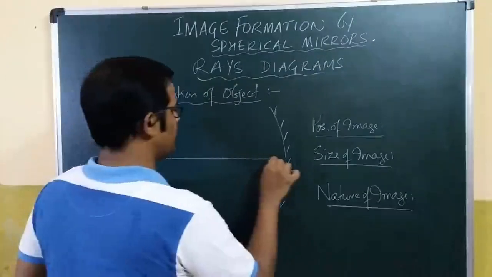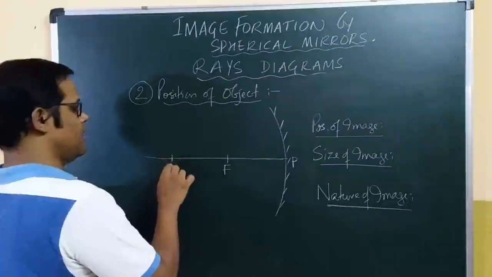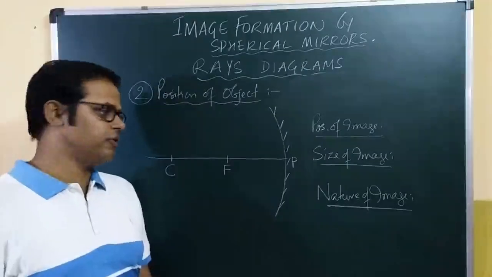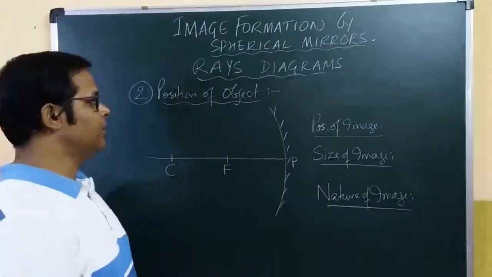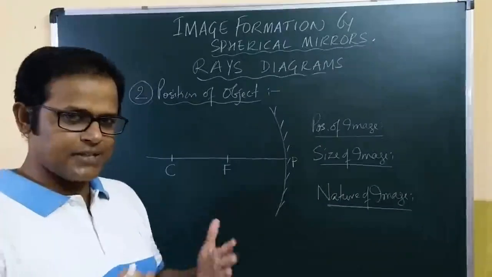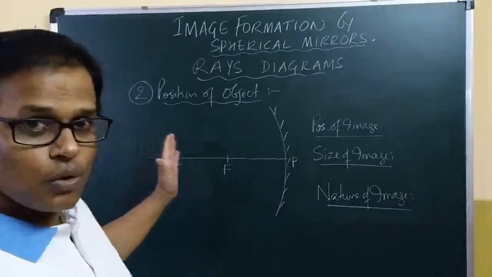Draw your principal axis. Draw the focus. And mark your center of curvature. I think now it's very familiar to all of you. I need not show it once again. Position of the object, where we are going to place the object. Just as I said, now I'm going to bring the object closer to the mirror.